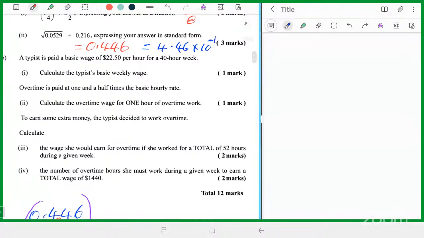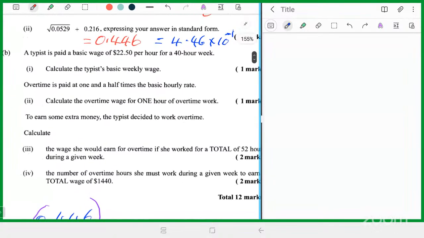It's slipping me. Payroll. The question says the typist is paid a basic wage of $22.50 per hour for a 40-hour week. So this is what she works as regular pay. She works 40 hours in a week, maybe 5 days, 8 hours each day, and she's paid this per hour. It says calculate the typist's basic pay. That's pay before she earns any overtime or any deductions or additions.